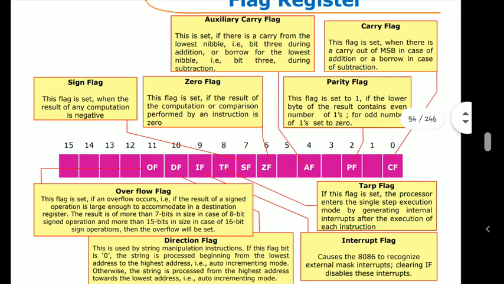The carry flag is set when there is a carry out of the MSB in case of addition, or a borrow in case of subtraction. What is the auxiliary carry flag? It is set when there is a carry from the lowest nibble, bit 3, during addition, or a borrow from the lowest nibble during subtraction. The overflow flag, trap flag, direction flag, and interrupt flag are the control flags. These control certain operations of the microprocessor.